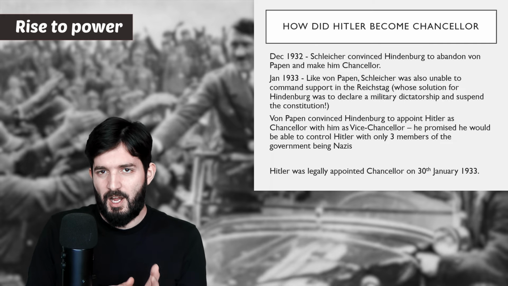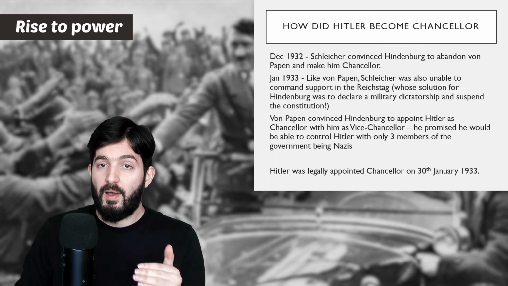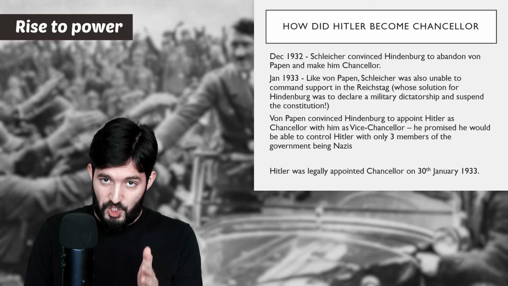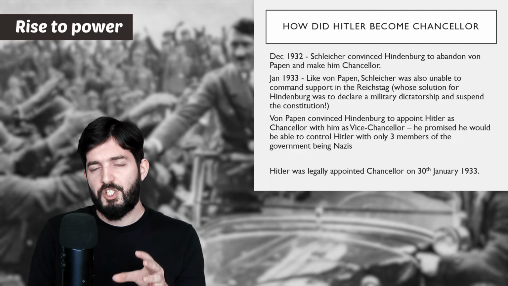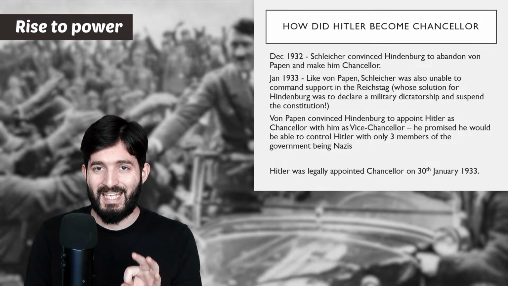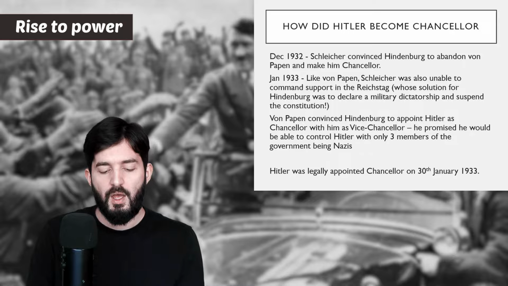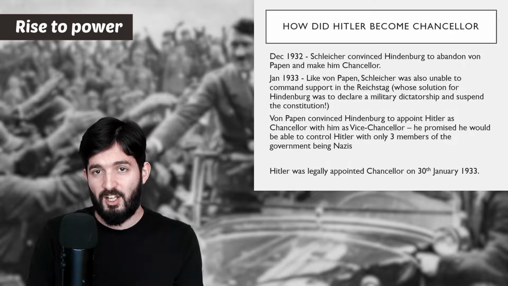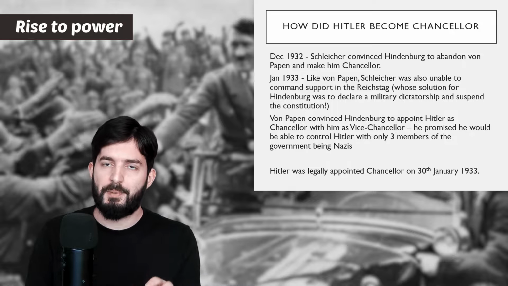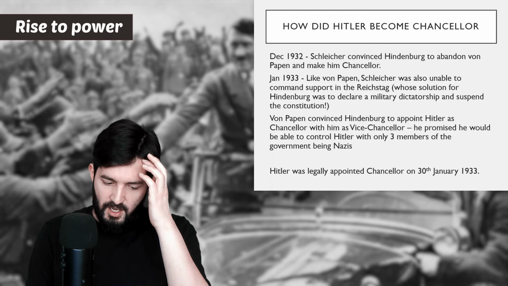And again, this may seem in hindsight like a very silly idea, but if you think back to the situation in January 1933, with this agreement, Hitler and the Nazis are only given 3 roles in the cabinet or the government. So they only get 3 ministerial positions, including Hitler himself. So the bulk of the government is still made up of non-Nazis. So it's not unreasonable to think that they could have controlled Hitler.